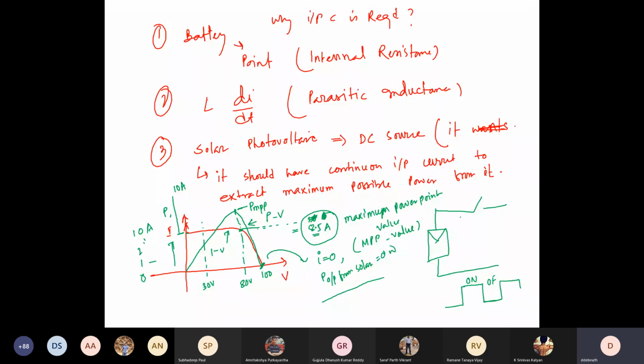To solve this, we put a capacitor here. Even when the switch is off, this current is not going to be 0, because solar will still be able to charge the capacitor, and when the switch is on, both solar and the capacitor charge will be able to give power to the load. This way it will balance out, and solar will still be able to maintain near this desired point continuously.